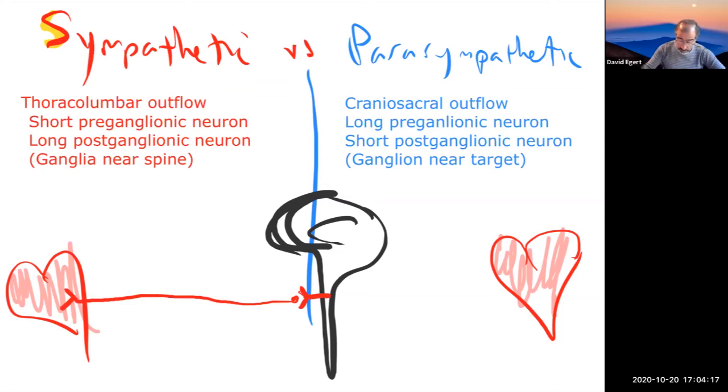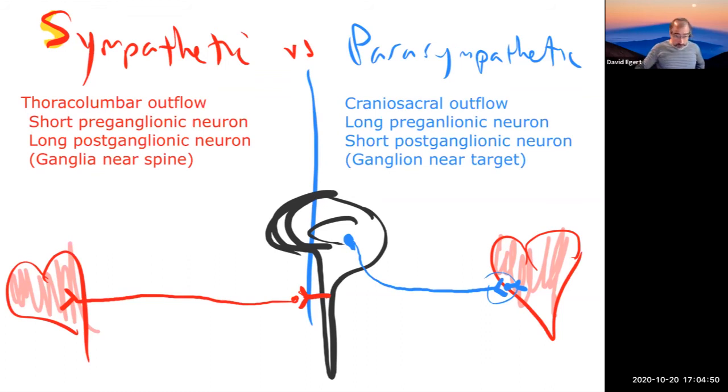Whereas when we're talking about parasympathetic, craniosacral is starting as a cranial nerve, and then it's basically going almost all the way to where it's going. And the ganglion is basically right near the target. And in fact, sometimes the ganglia are even within the wall of the target organ. They call them intramural ganglia, or sometimes they call them terminal ganglia because terminal at the end of the line. So parasympathetic ganglia are near the target, sympathetic near the spine.